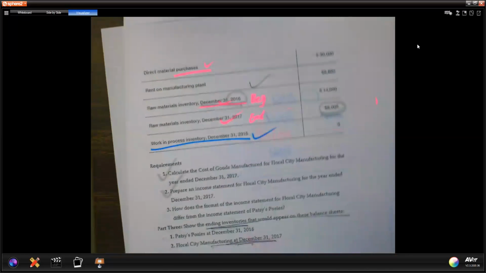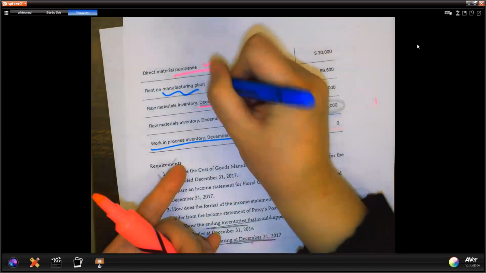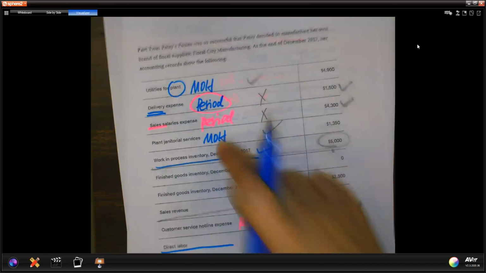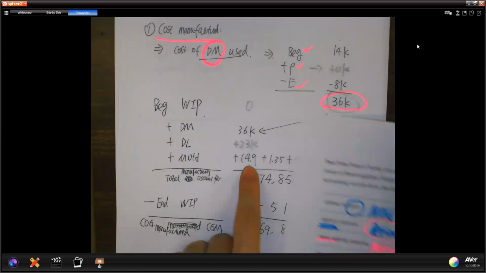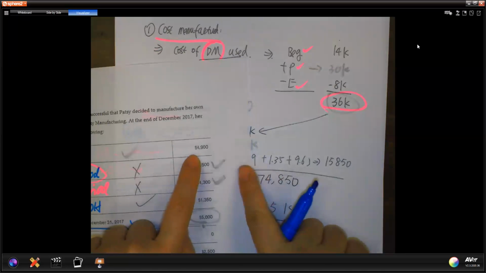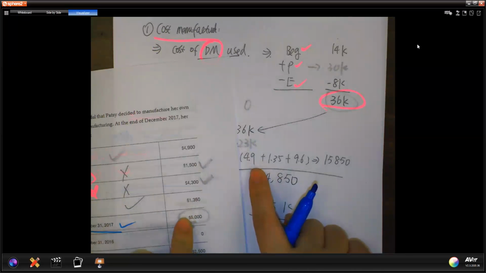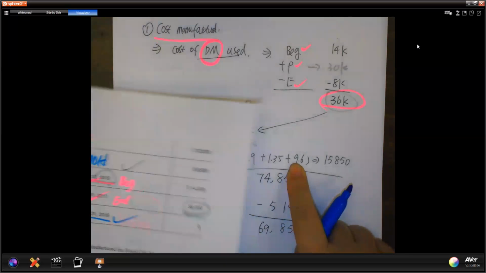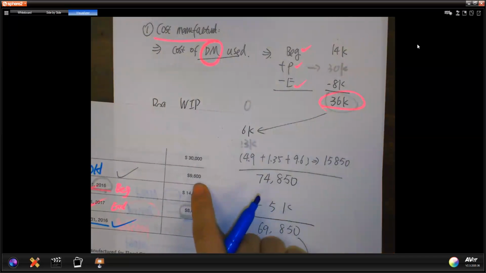And then rent on manufacturing, this is our manufacturing overhead. So our manufacturing overhead is 1, 2, 3. You add those 3, you have this 4.9 thousand. You have this 1.35 thousand. You have this rent of your plant, 9.6.